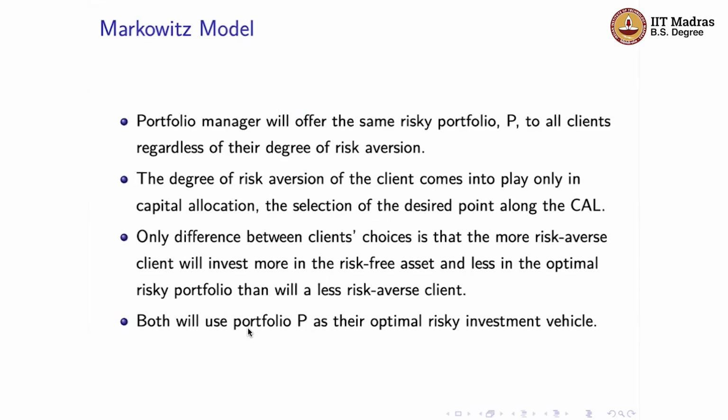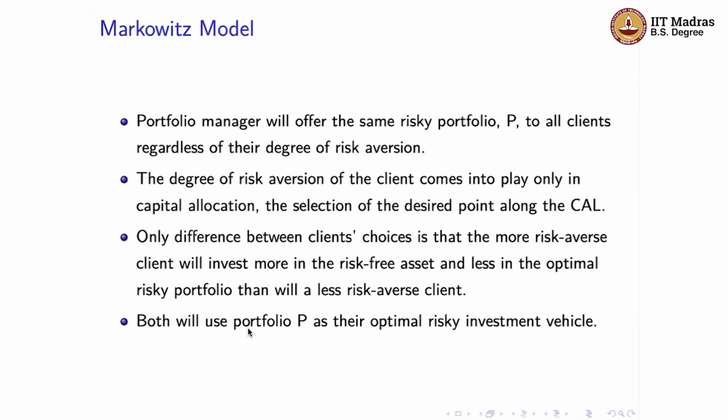Because basically, once you are faced with these two options, the risk-free asset and the risky portfolio P, then depending on the risk aversion that you have, you can decide how much of your money to invest in P versus how much to invest in the risk-free asset, right? So that part is where the risk aversion will come in. But to all customers, regardless of the risk aversion, the same portfolio P is going to be there, right?